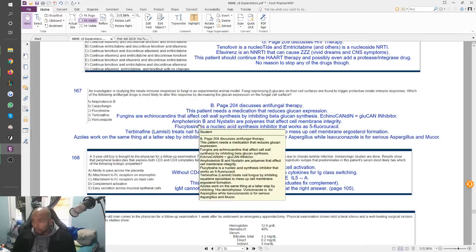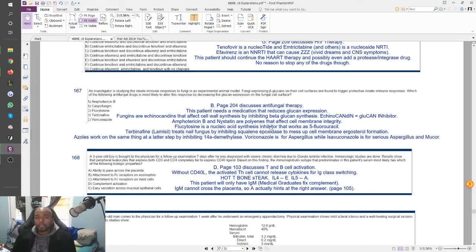Amphotericin B is terrible, okay? Amphotericin B and nystatin, they're both polyenes that affect cell membrane integrity. Amphotericin has many bad side effects, but it's a very strong medication, so some life-threatening conditions really require it. Flucytosine is a nucleic acid synthesis inhibitor that works like 5-fluorouracil, right? Flu, you just remember that too. Terbinafine is actually sold as Lamisil. This is a medication used for nail fungus.